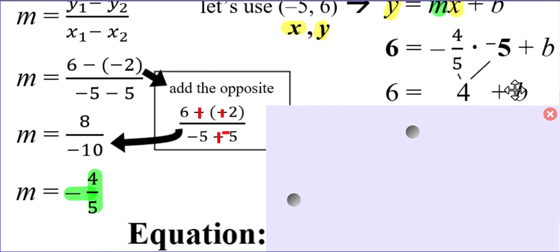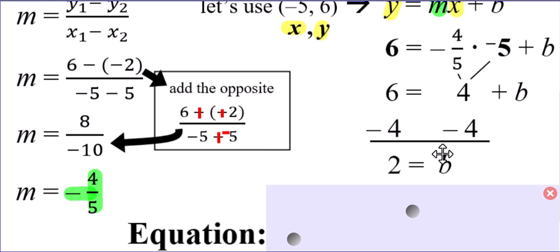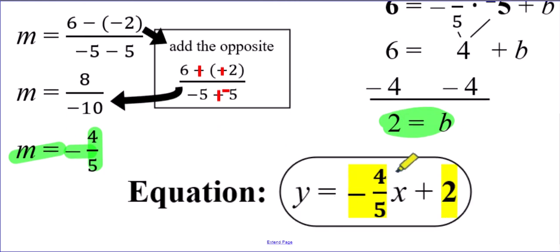Now, what's happening to the b? It's being added by 4, so we'll do the inverse. Subtract by 4, and that will give us the b by itself. Now we finally have the two parts that we need for slope-intercept form. We got the m, we got the b, put them into the equation, y equals negative 4/5 x plus 2. Remember, when you write the final equation, y goes back to just being y, x goes back to just being x.